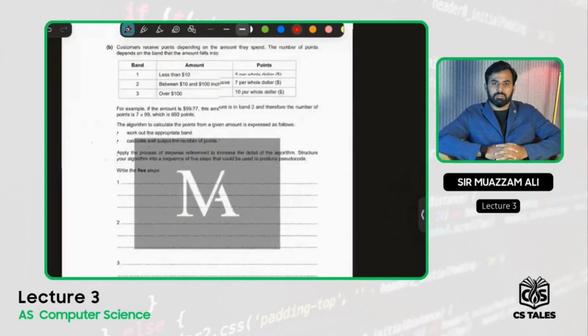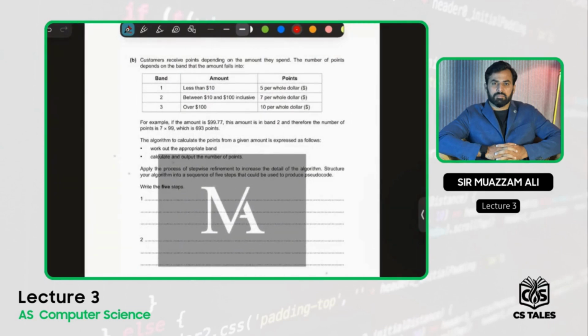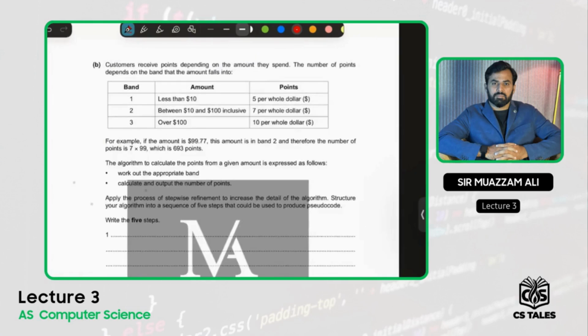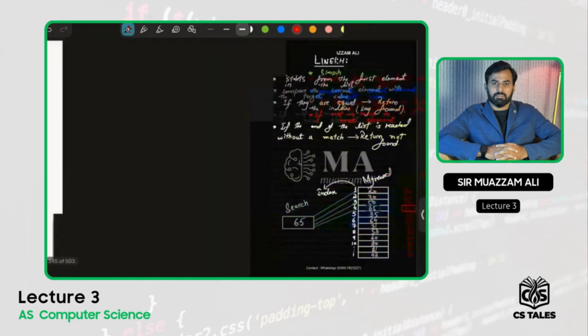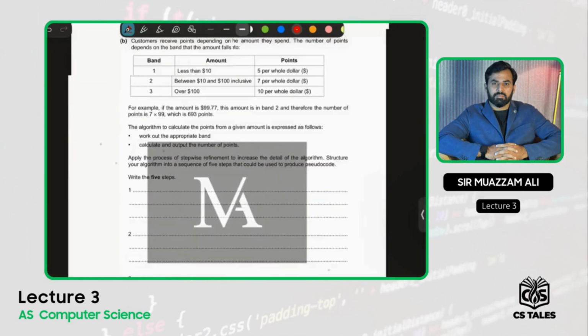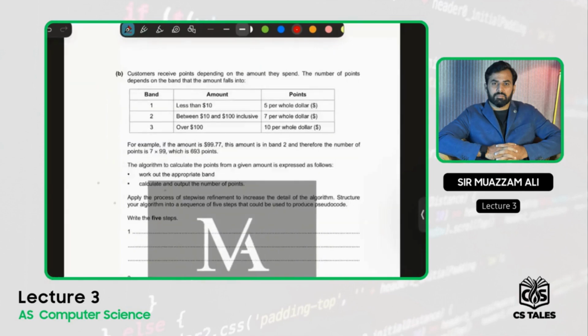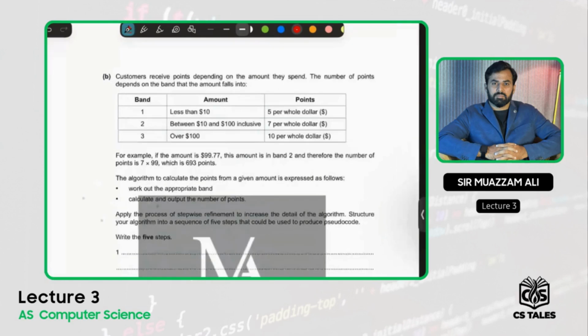Let's suppose he's asking about the things that we need to narrow down. The customer receives points depending upon the amount they spend. The number of points depends upon the band that the amount falls into. Band one is less than $10 and the points are 5 per whole dollar. Second is between 10 and 100 inclusive, 7 per whole dollar. Next one is band 3, that is over $100, 10 per whole dollar.